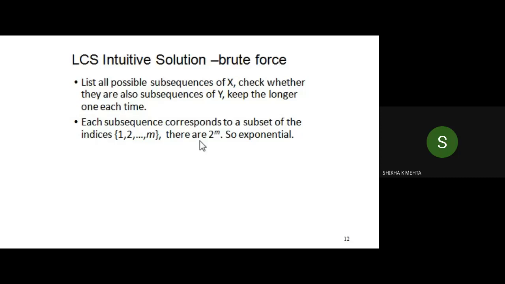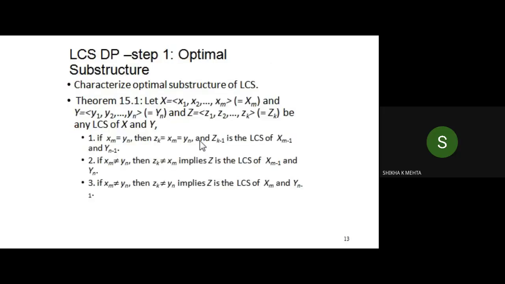If M is small, like 2, 3, 4, 5, we can do it. But if M becomes 100, then it becomes very complex to compute the longest common subsequence using the brute force strategy. So in order to get rid of this kind of problem, we go for the dynamic programming approach. It is based on the principle of optimality. That means if the solutions to the substructures are optimal, then we can find the optimal solution to the problem.